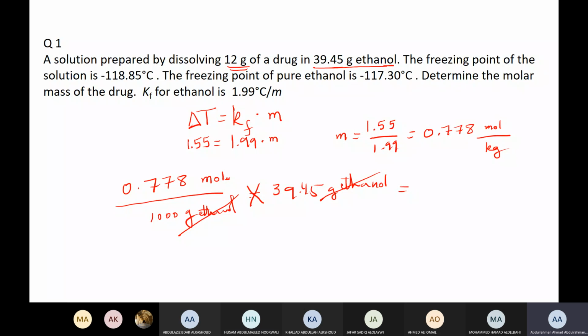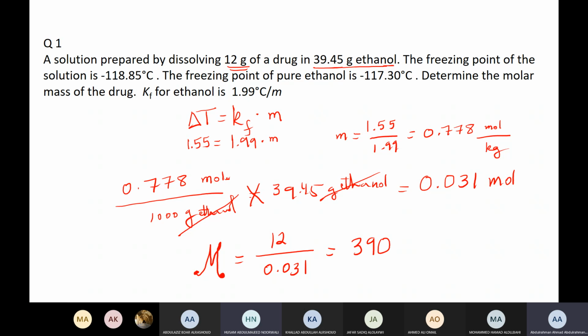I need your help quickly. 0.031. 0.031 mole of the compound. Now, can you tell me what's the molar mass of the compound? We divide 12 over this number, 0.031, and you have the answer. 390.5. Are you following? Any question?